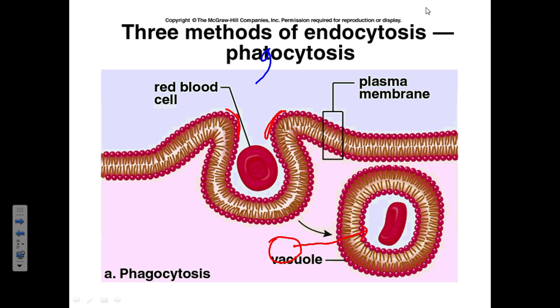Anybody know what organ in your body does that? Gets rid of old red blood cells? The liver? Kidneys. The organ. Your spleen. That's why if you damage your spleen, you can bleed to death real fast because there's lots of blood going to it. But its job is to get rid of and recycle. One of its jobs is to get rid of old red blood cells.